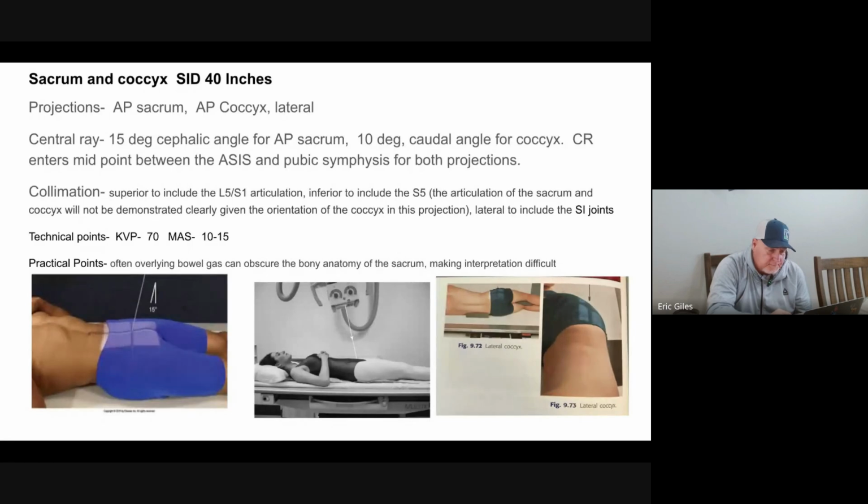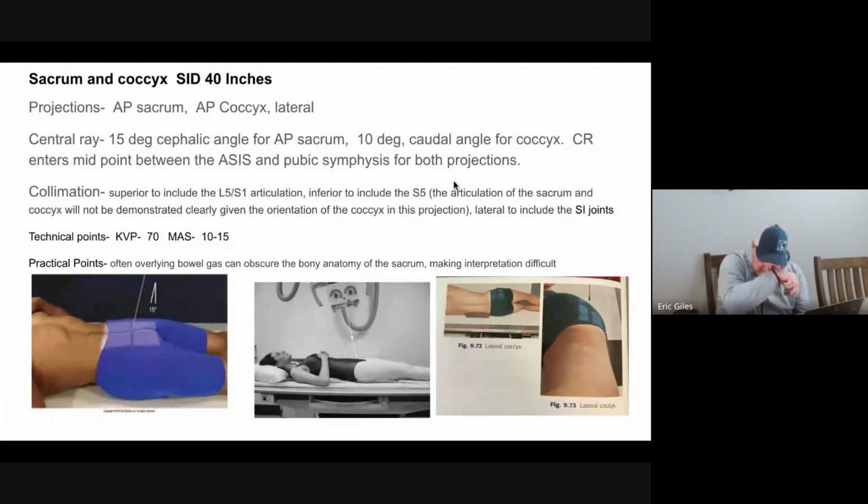So collimation wise, of course, we want to get L5-S1 because we want to include the entire sacrum, right? We want to include S5. Our articulation of the sacrum and the coccyx will not be demonstrated very clearly, given the orientation of the coccyx in this projection. So just my 2 cents worth. An AP coccyx is probably a worthless picture because it's so hard to see it. If you have any bowel gas or anything, it's almost impossible, but we still have to take it for the projection.